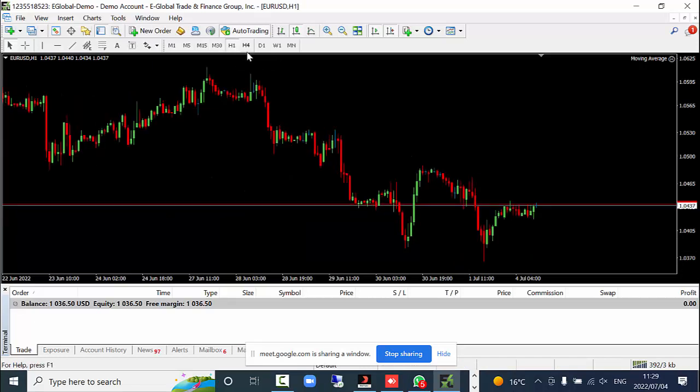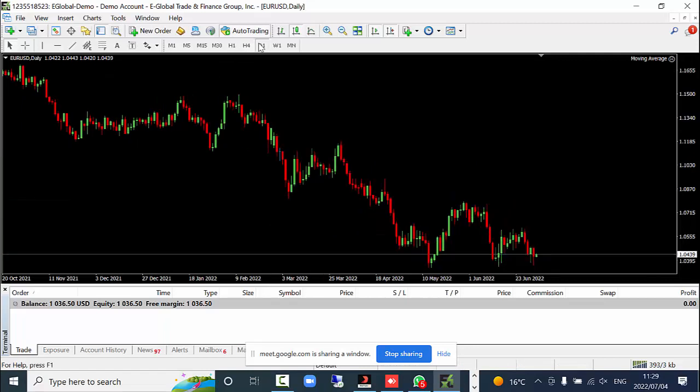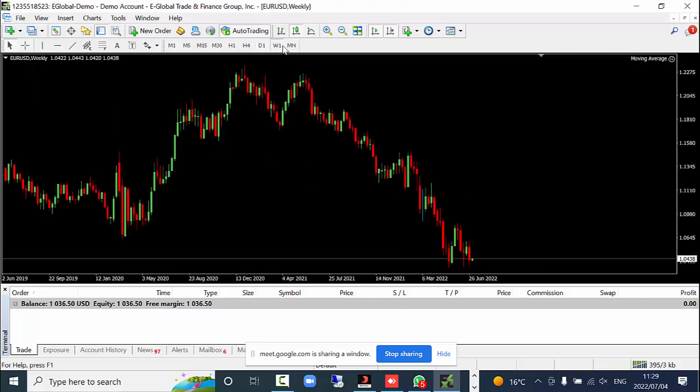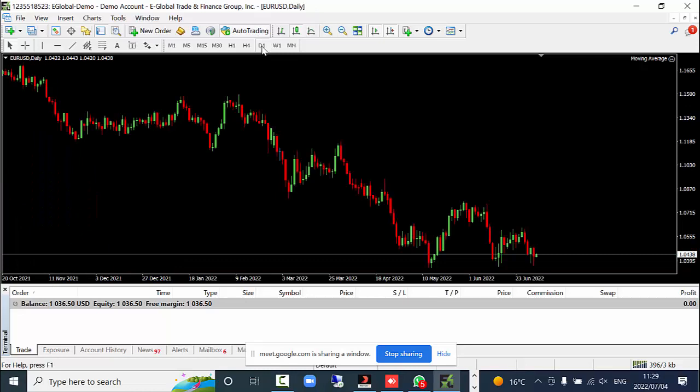So we see our 4 hours, our daily time frame. We see our weekly time frame. We see our monthly time frame. So because we are day traders, we would normally like to be using daily candles. Okay. So now we have prepared our interface for trading.